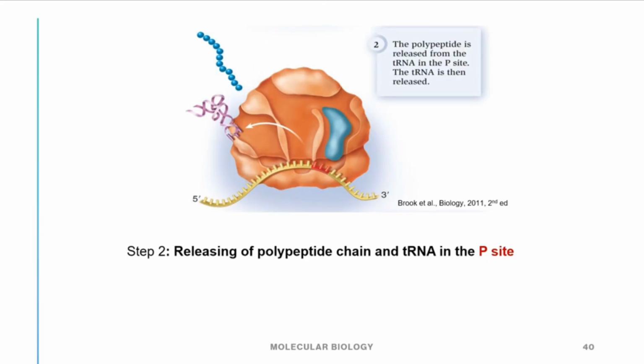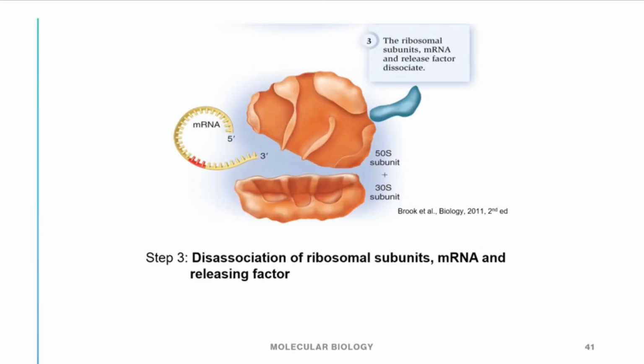Now, after getting rid of the tRNA as well as the polypeptide chain that's been generated, the last step in the termination process is of course the dissociation of the ribosome subunits. The two subunits are going to dissociate, and this will also release the mRNA as well as the releasing factor from the complex. So in this way, we can terminate the translation process.